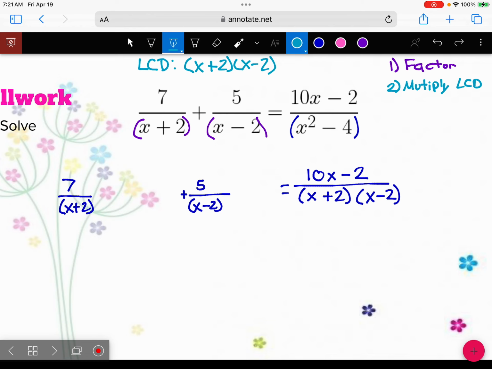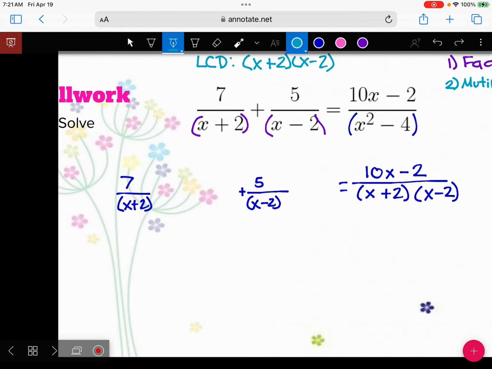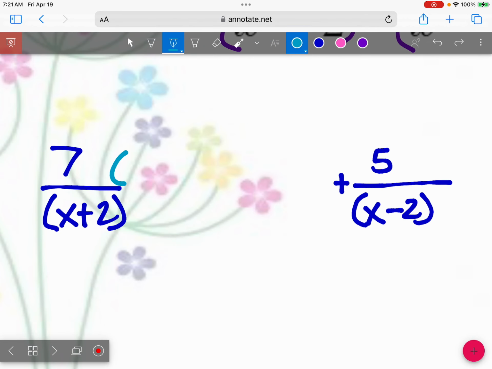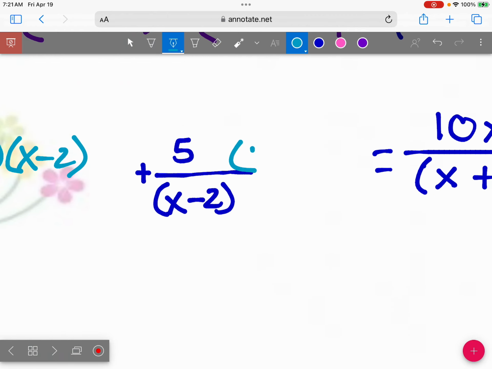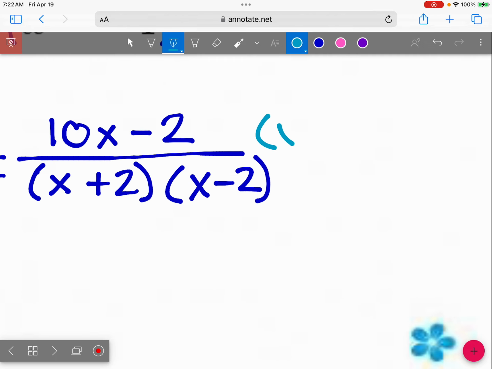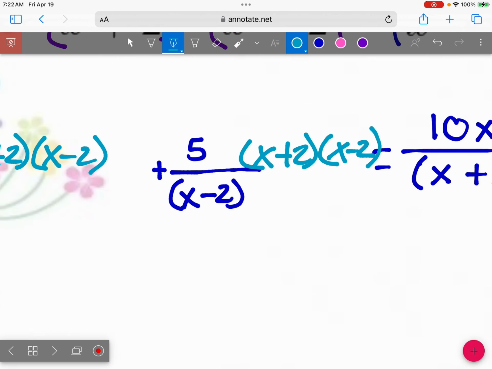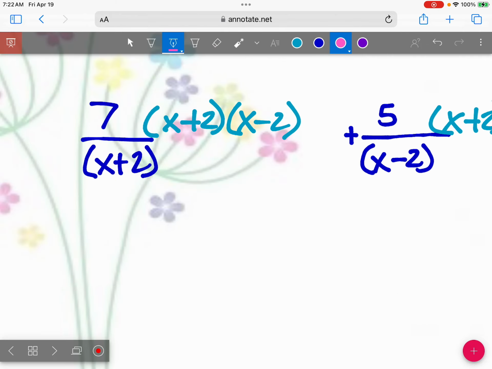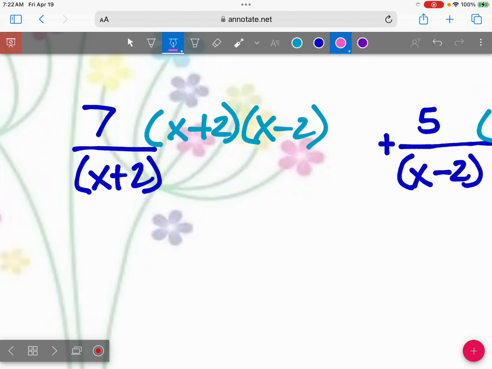So then I'm going to multiply every single term by that least common denominator. So I'm going to multiply the 7 times x plus 2, x minus 2. This 5 term, x plus 2, x minus 2. And then the right-hand side, x plus 2, x minus 2. Then we're going to come through and simplify things. We're going to cancel stuff out as best we can.